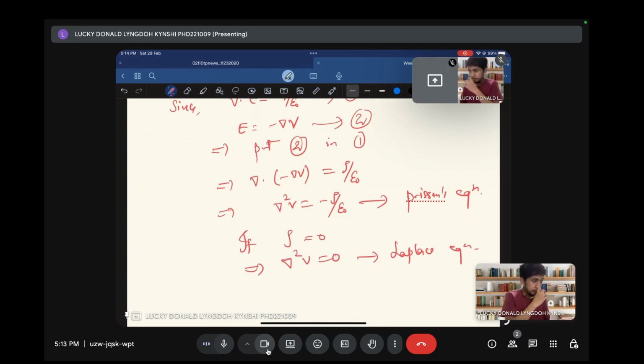So from here you see that we have talked about the Gauss law, how you calculate the electric field, and how the electric field is related to the potential. So we will first solve the first problem. Let me just check the first problem.